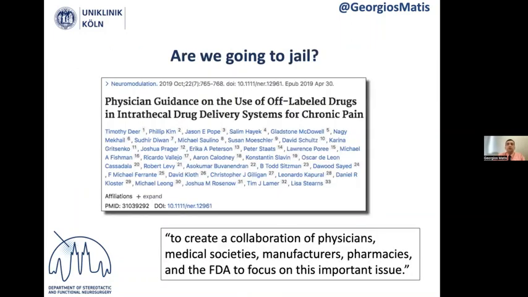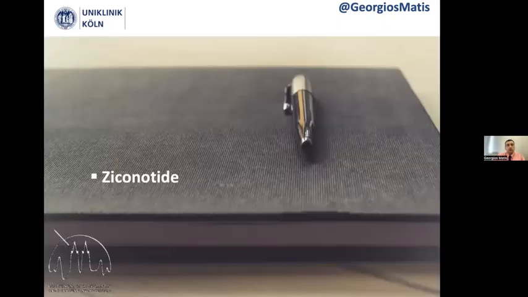A big issue now is that we are allowed to fill these pumps only with morphine or only with Ziconotide or only with baclofen. No combination of such drugs and no other drugs. In everyday life, we are using other drugs and we do use combinations of such drugs, but officially we're not allowed to do it. This is why the colleagues in the United States published this paper in 2019, also in Neuromodulation, in order to raise awareness and to promote collaboration between FDA, pharmacies, manufacturers, and medical societies.